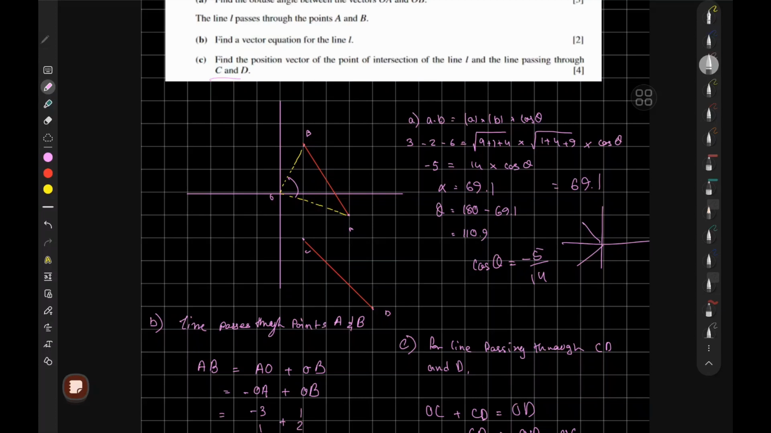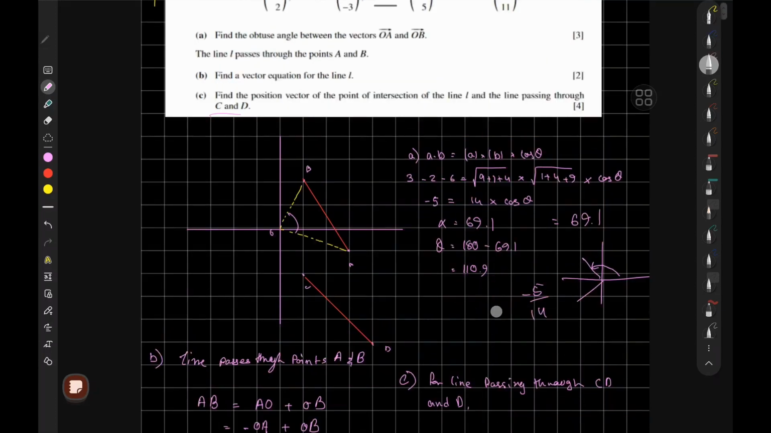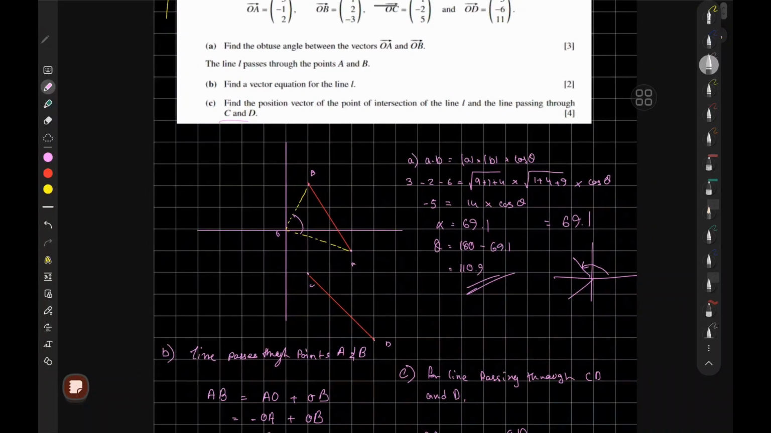Since cos theta is negative, your theta is going to be this entire angle, and to find that, you subtract 69.1 from 180. The value that you get is 110.9. This is your theta, the obtuse angle between OA and OB.